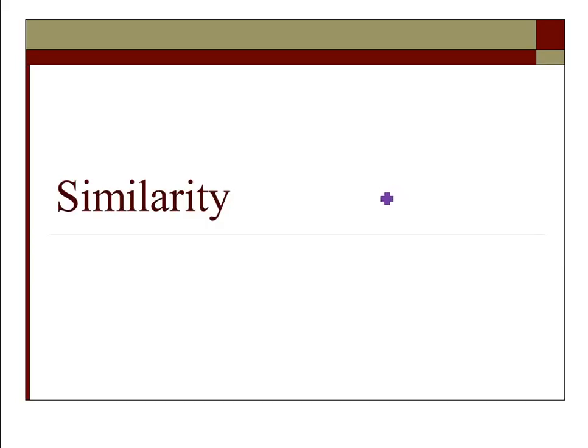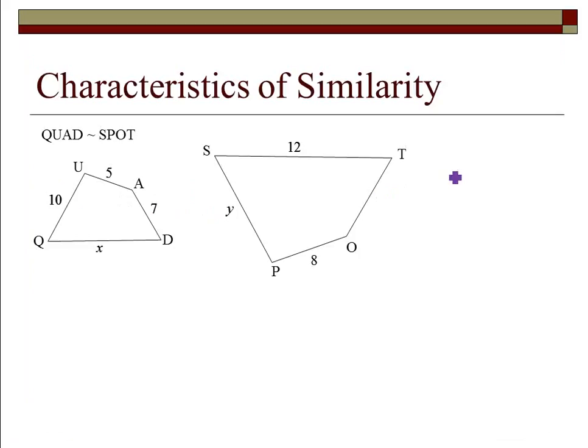Okay, one of the main topics we have in this class is similarity. So we have two similar figures, and our goal is to figure out the lengths for x and for y. Before we do that, I want to make sure we understand what similarity actually tells us about the figures. One thing similarity tells us is that corresponding angles will be congruent.